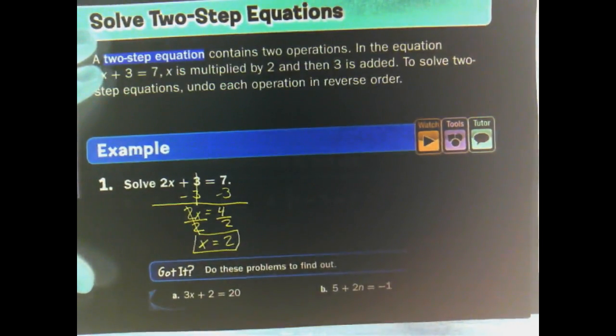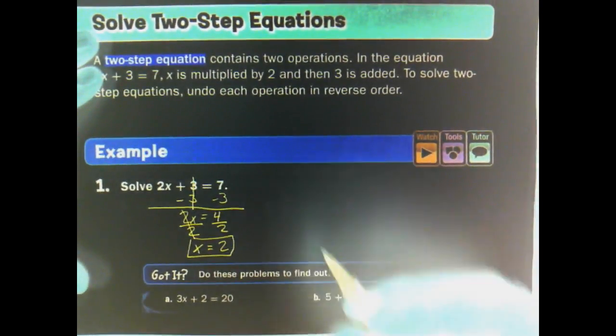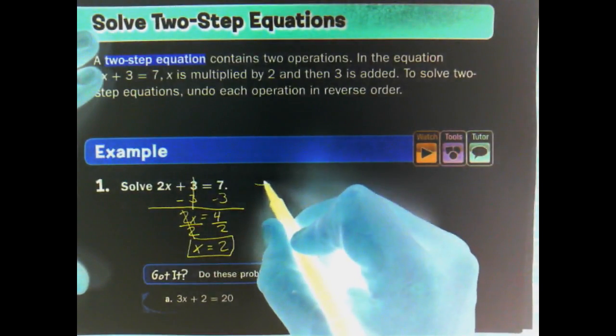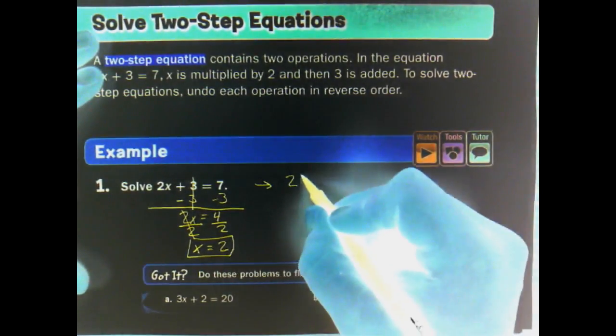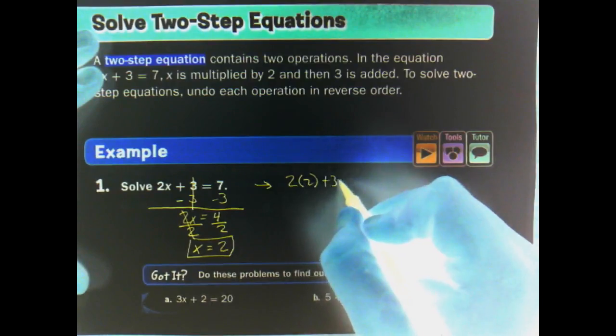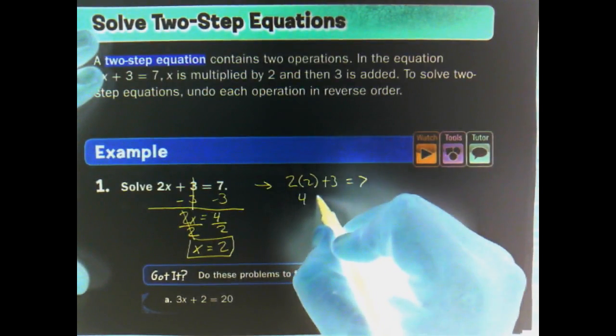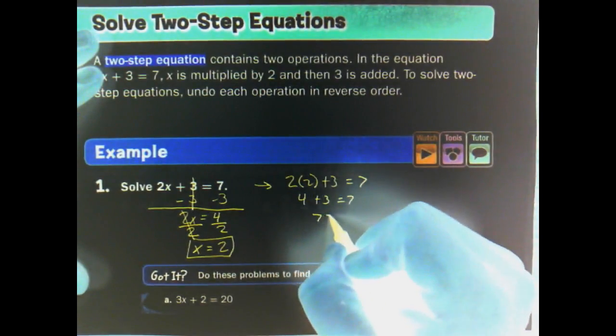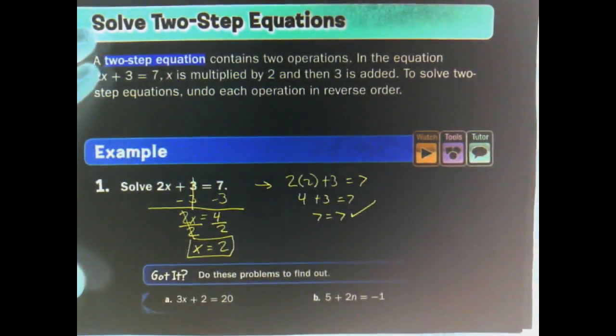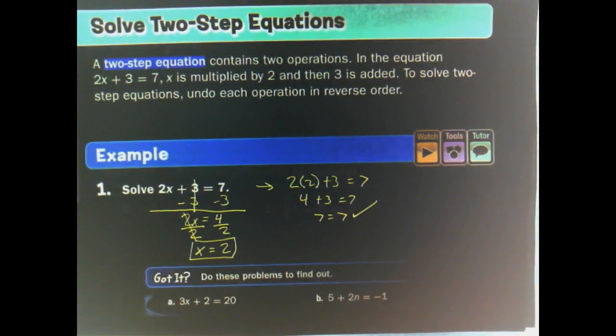If I want to check my answer to see if it is correct, I'll plug it back in to the original. So instead of x, I'll put 2. 2 times 2 plus 3 is equal to 7. 2 times 2 is 4. 4 plus 3 is 7. And last time I checked, 7 does equal 7. So I know I have the right answer. I will not require you to check your work, but you need to know how to do it. So at this point, go ahead and pause the video and try A and B on your own.